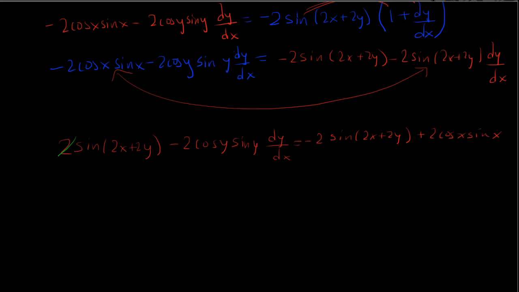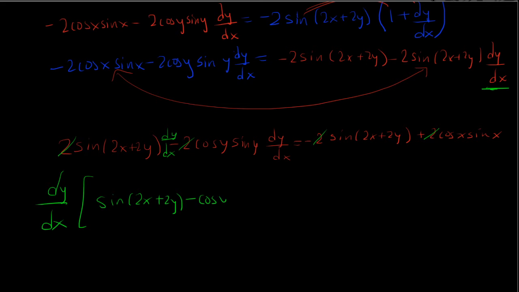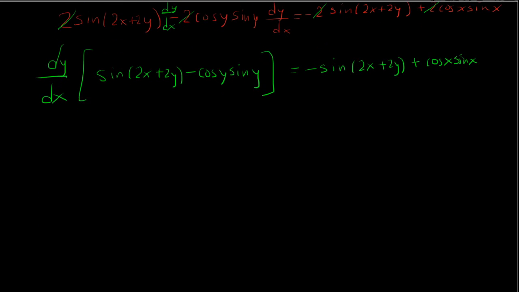Next step, they all have a factor of 2 in front, so that cancels. And I forgot the dy over dx here from this guy. So let's pull that out. So I have a dy over dx, and then what's left is sine of 2x plus 2y minus cosine y sine y. That's equal to negative sine of 2x plus 2y plus cosine x sine x. The last step here is to divide by what's in the bracket there.